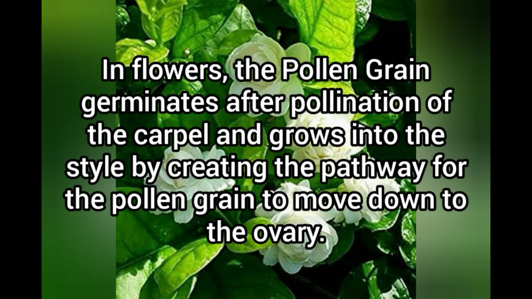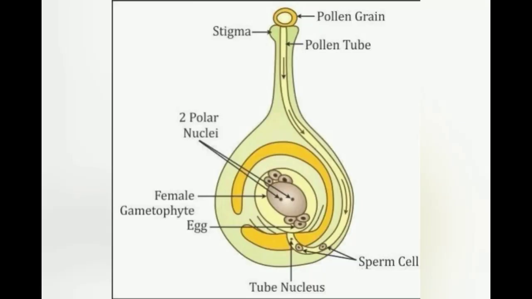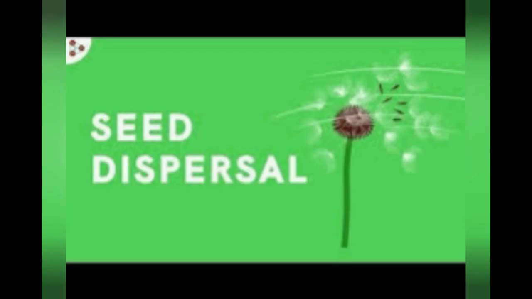In the flower, the pollen grain germinates after pollination on the carpel and grows into the style, creating the pathway for the pollen grains to move down to the ovary. The pollen tube enters the ovules through the micropyle and bursts into the embryo sac. Hence, the male nucleus fuses with the nucleus of an egg inside the ovule, forming a diploid zygote, which later swells up and develops into the fruit. This is the structure of fertilization.